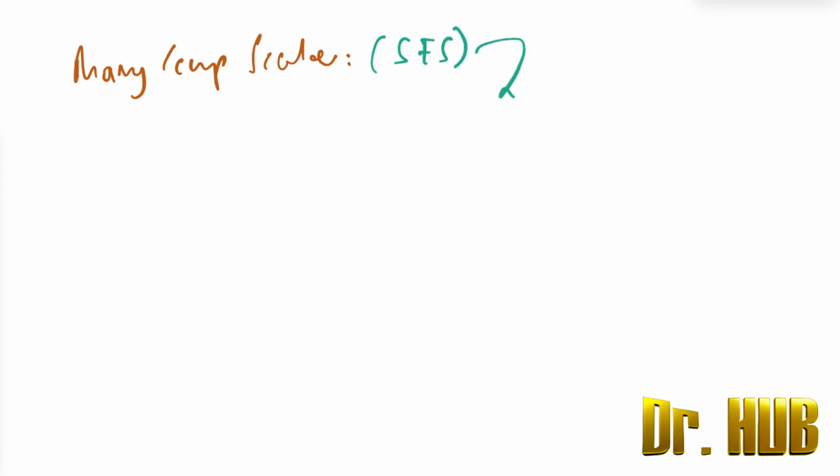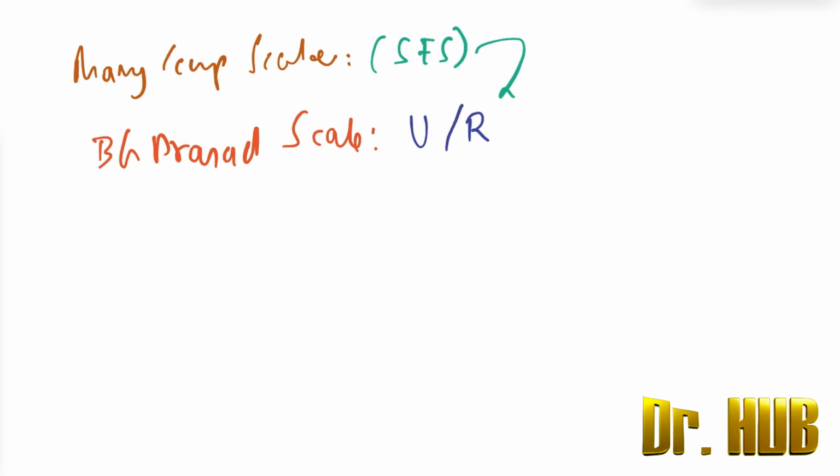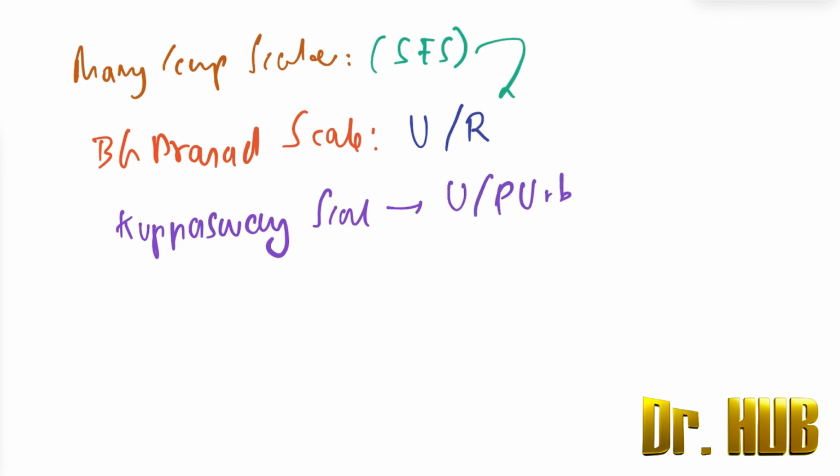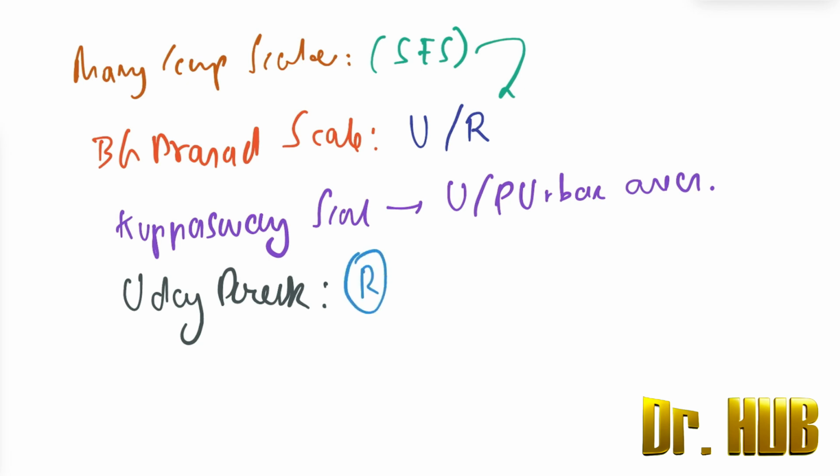So let's name them. First is the BG Prasad scale, which is used for urban and rural areas. Then comes the Kuppuswamy scale, which is used for urban as well as peri-urban areas. Then there is the Udai Pareekh scale, which is for rural areas specifically.